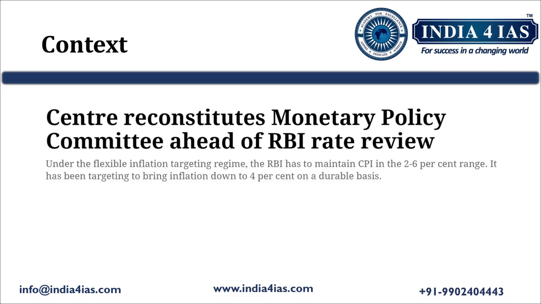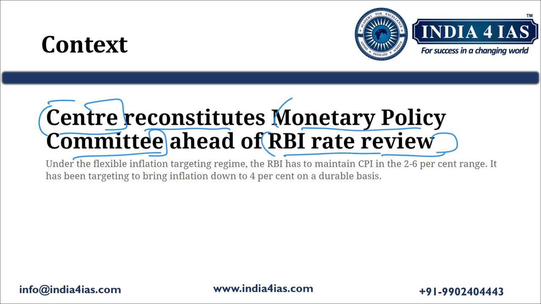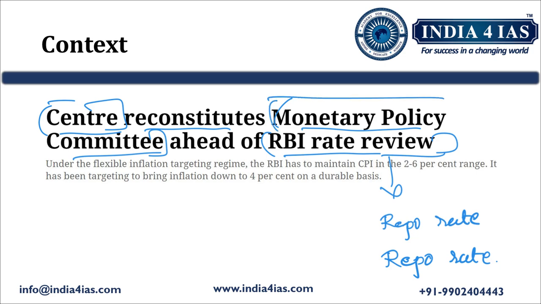Recently, the Monetary Policy Committee was in news because the central government reconstituted the Monetary Policy Committee ahead of the RBI rate review. So the RBI used to review the inflation rate, that is the repo rate and reverse repo rate. These changes in the repo rate and reverse repo rate are done through the Monetary Policy Committee. So the main function of the Monetary Policy Committee is inflation targeting. So ahead of the RBI rate review, what has the central government done? It reconstituted the Monetary Policy Committee.